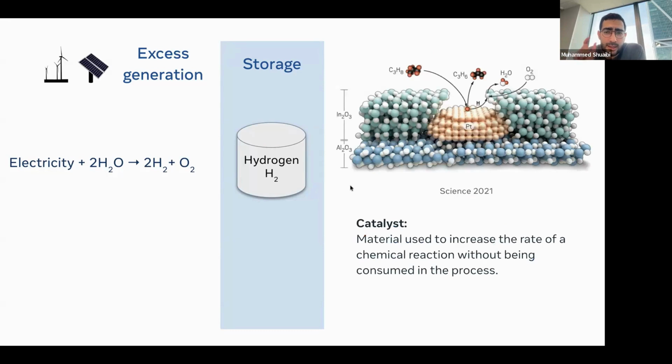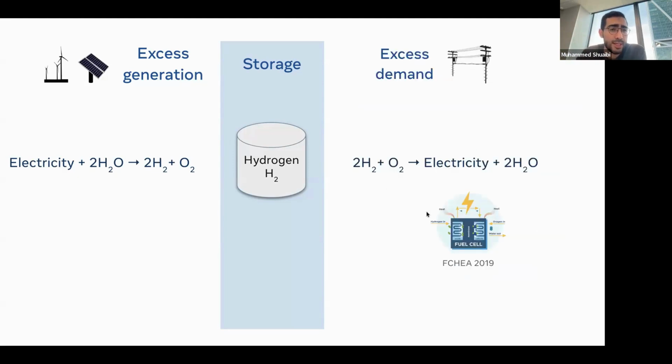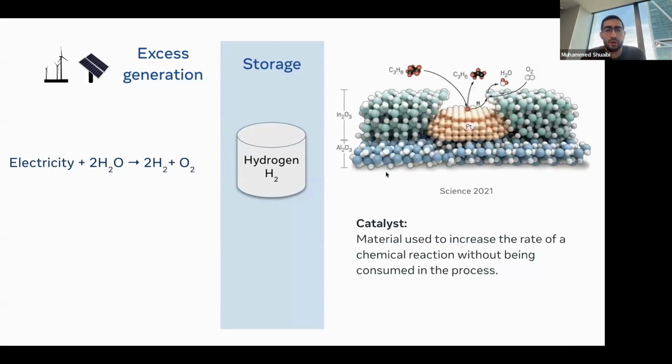And the one key ingredient to make this happen is a catalyst. So for those not familiar, a catalyst is by definition a material used to increase the rate of a reaction without being consumed in the process. So this reaction right here, producing electricity, does not happen if you just put hydrogen and oxygen together. You need this catalyst material to enable this reaction to allow electricity to be generated.